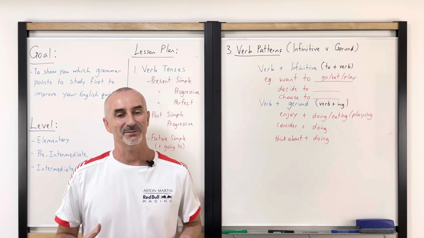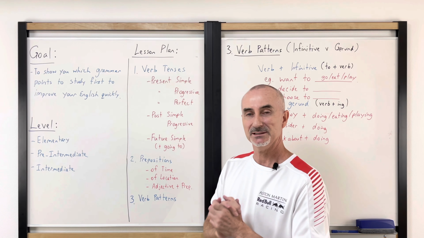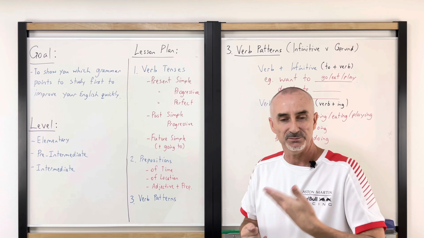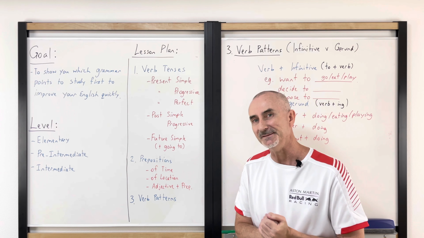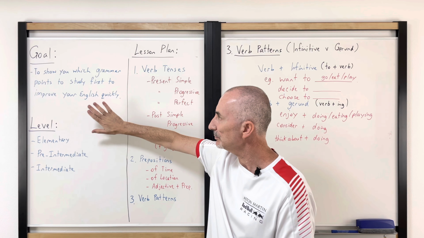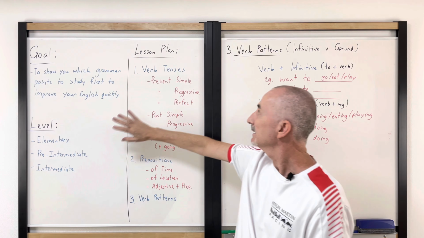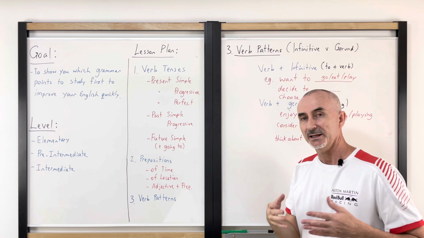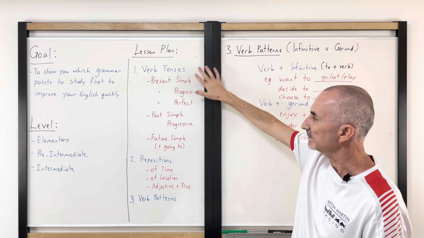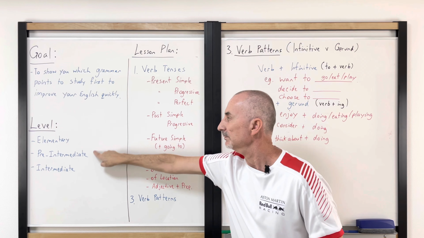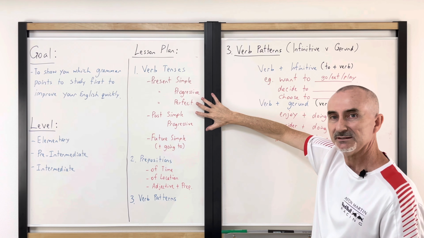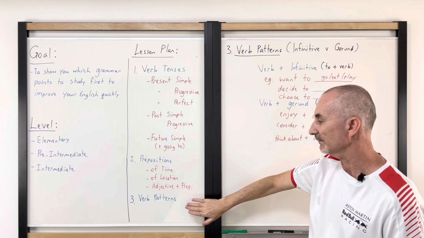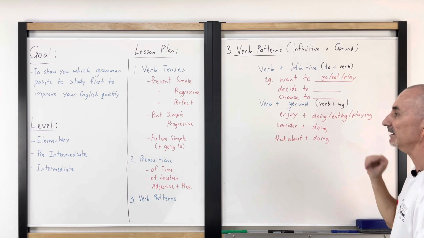Okay, so let's wrap up today's lesson. I really hope that today's lesson helps you to know where to focus your study to improve your English and your grammar quickly. That was my goal, to show you the grammar points to study first. We covered the 3 grammar areas I think will help you the most, especially if you're around this level. We have the 6 verb tenses, we have the 3 areas of prepositions, and we have the verb patterns for the infinitive and the gerund.